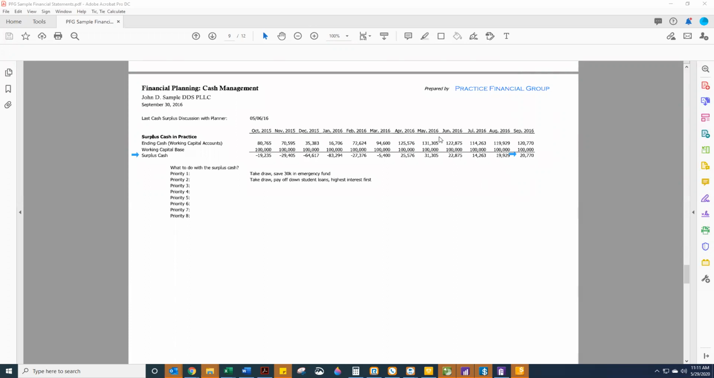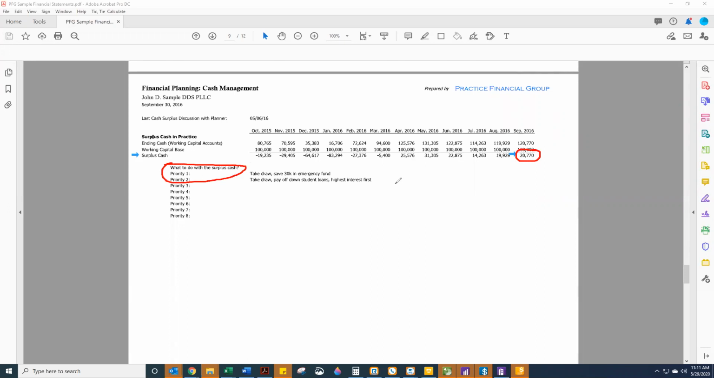But for now, what we want you to know here is this report is trying to come up with what your cash surplus priorities are, and for us to be able to easily identify how much cash you have at the end of every single month. Again, very easily identifiable. I have $20,000 in my business checking account that I should use towards my priorities.